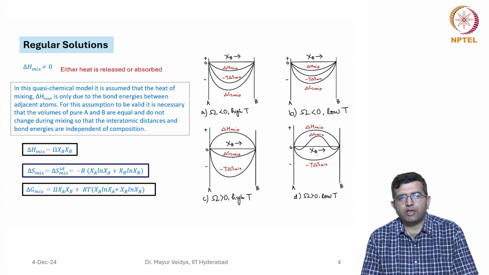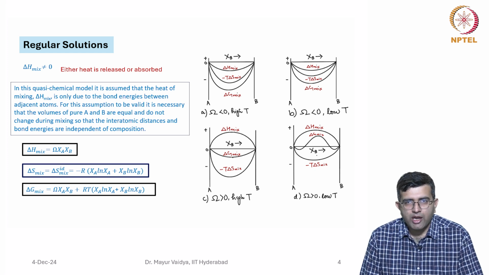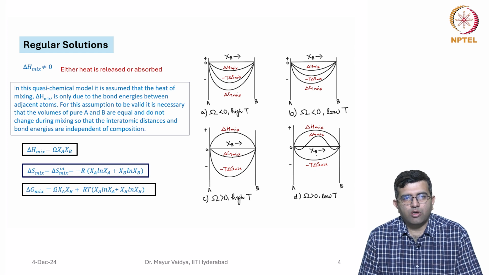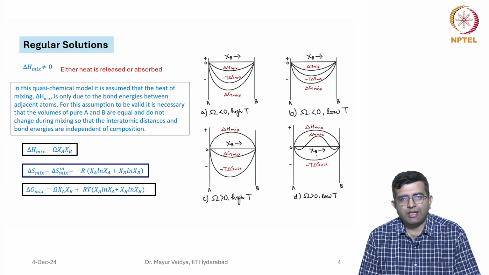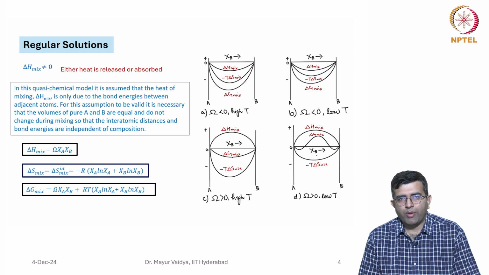So, therefore, now the delta G mix is equal to omega XA XB plus RT (XA ln XA plus XB ln XB). Remember that in the previous slide we saw that for the ideal solid solution, the delta G ideal mix was only this term. Therefore, because this bracket is always negative, the delta G mixing for ideal solid solution is always negative. However, for the regular solution, because now there is a term omega XA XB, it will also depend upon the nature or the value of the omega itself.